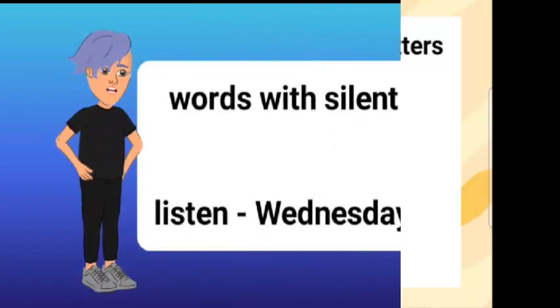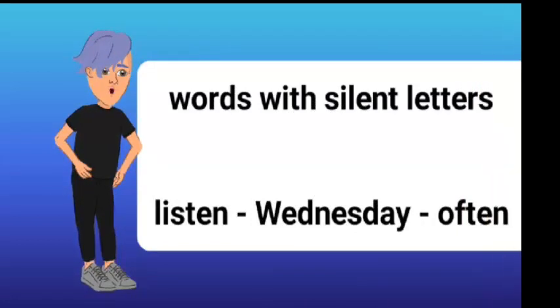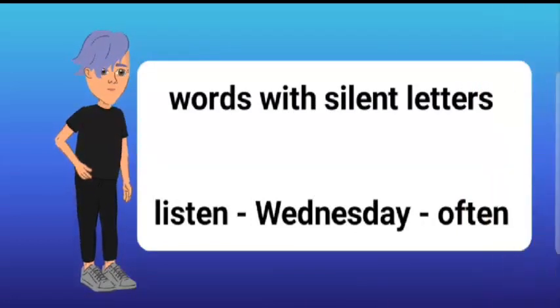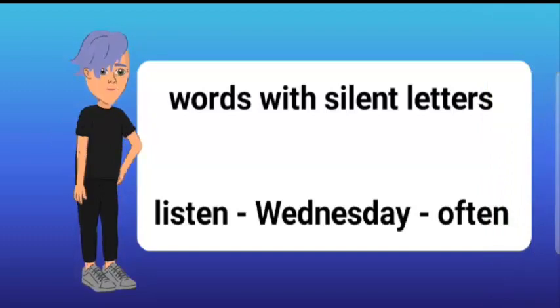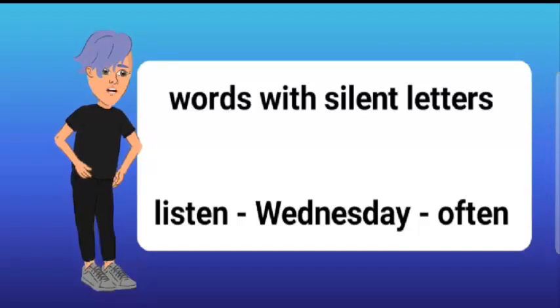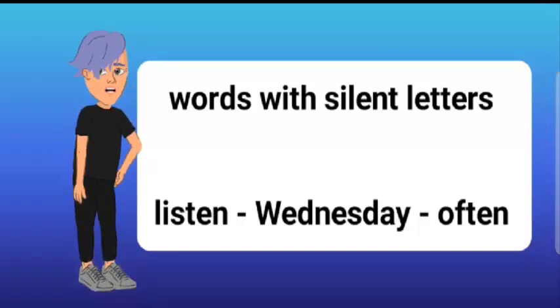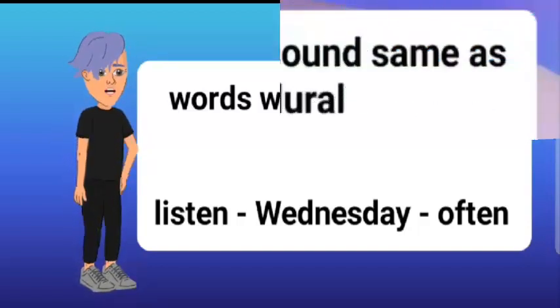Also to help you with spelling, remember some words have silent letters, like listen, Wednesday, often. Sometimes we pronounce it as often, or Wednesday. Some people like to say it like that. So remember that there is a silent T in listen, a silent D in Wednesday, and a silent T in often.